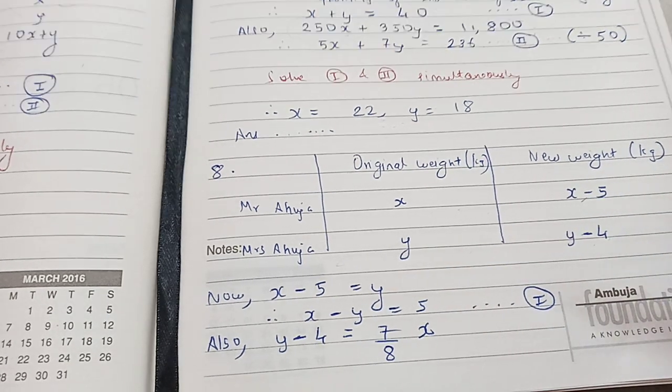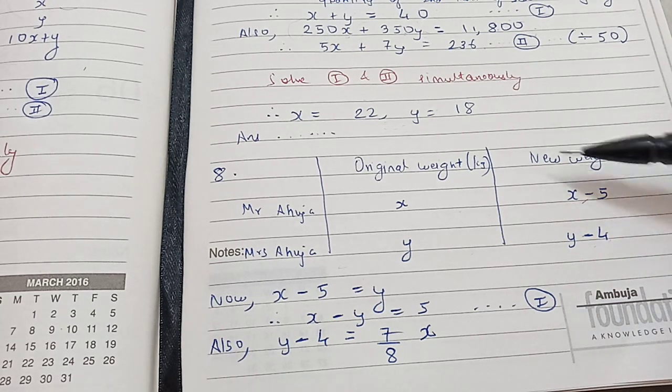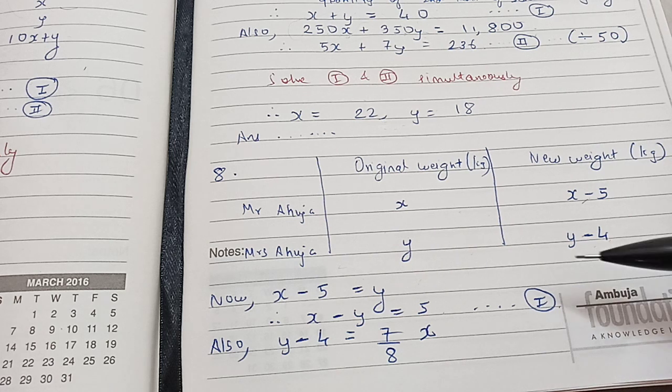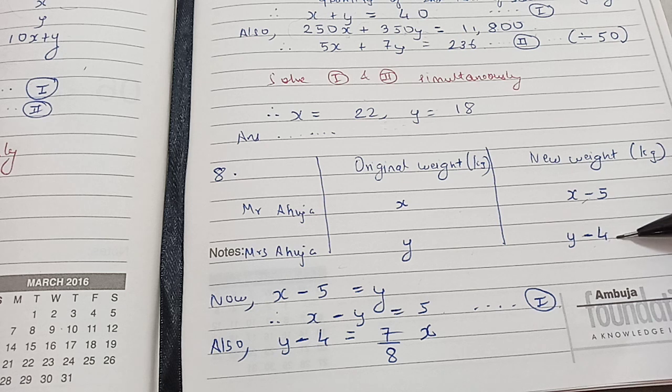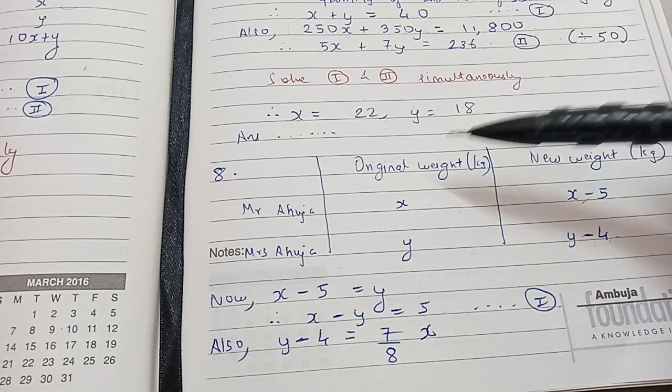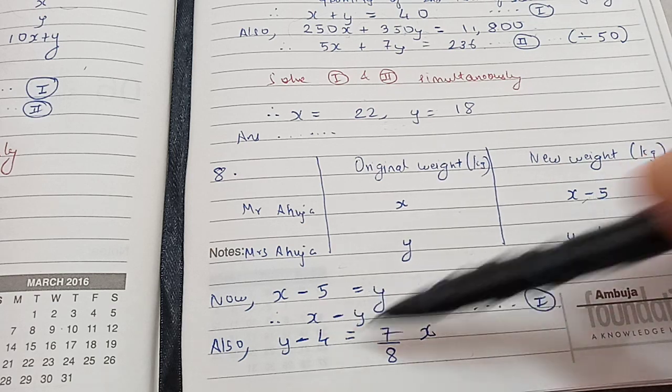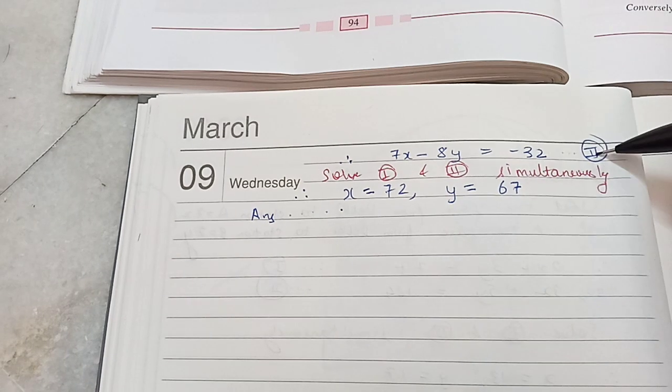Now as per the first condition, Mr. Ahuja's new weight is equal to Mrs. Ahuja's original weight. So that is equation number 1. And according to the second condition, Mrs. Ahuja's new weight is 7/8 of her husband's original weight. So this is the second equation. Just cross multiply it and get it in the standard form. This is the second equation.